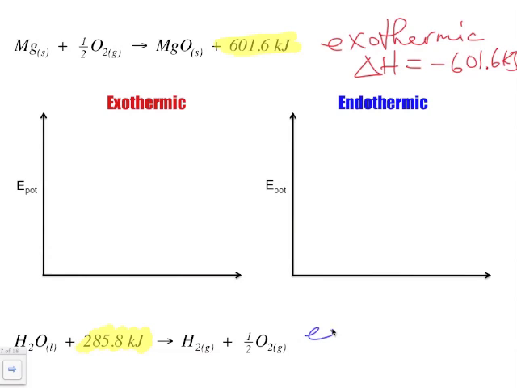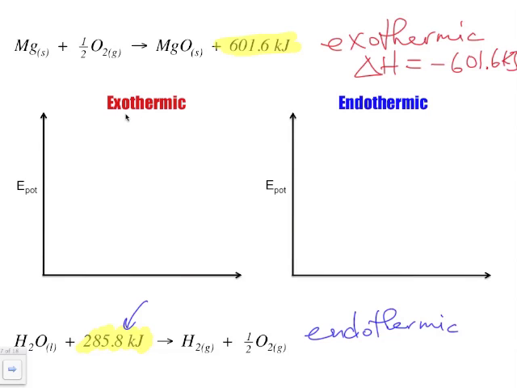So this is endothermic because energy is being absorbed, right? This amount of energy is being absorbed to break down the water into 1 mole of hydrogen gas and half a mole of oxygen, right? So how are we going to draw these two reactions on their respective tables?